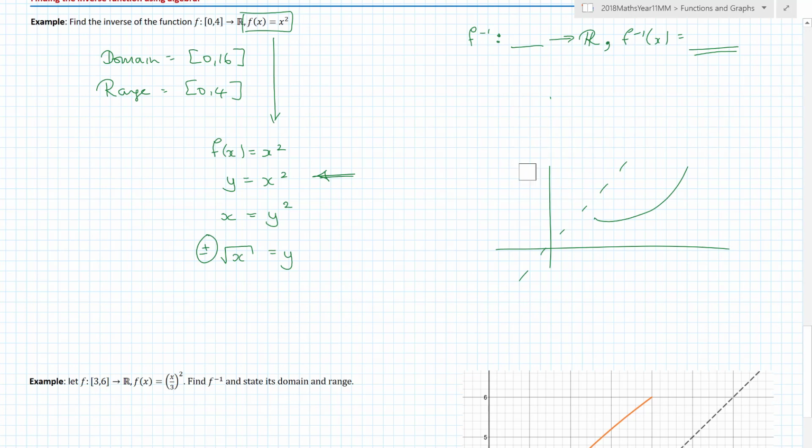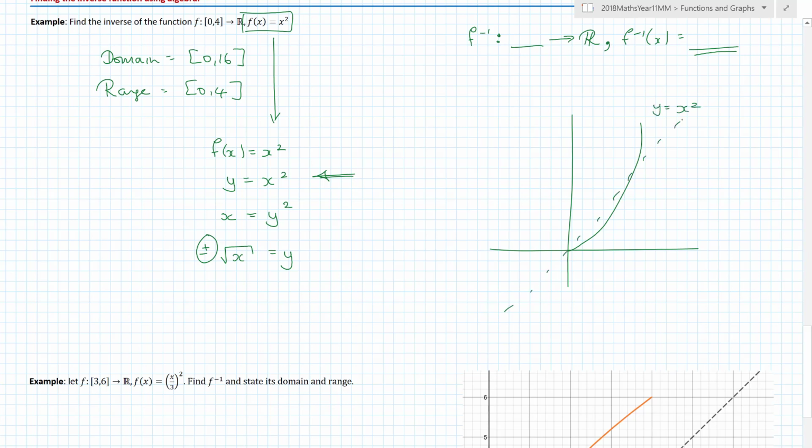I'm going to rub this out again, and I'm just going to sketch what this graph looks like. So here we go. There is my 0 to 4 of y equals x squared. Here is my dotted line, y equals x. So here's the interesting question. We now have to understand that y is equal to plus root x, or y is equal to minus root x. There are two possible solutions.